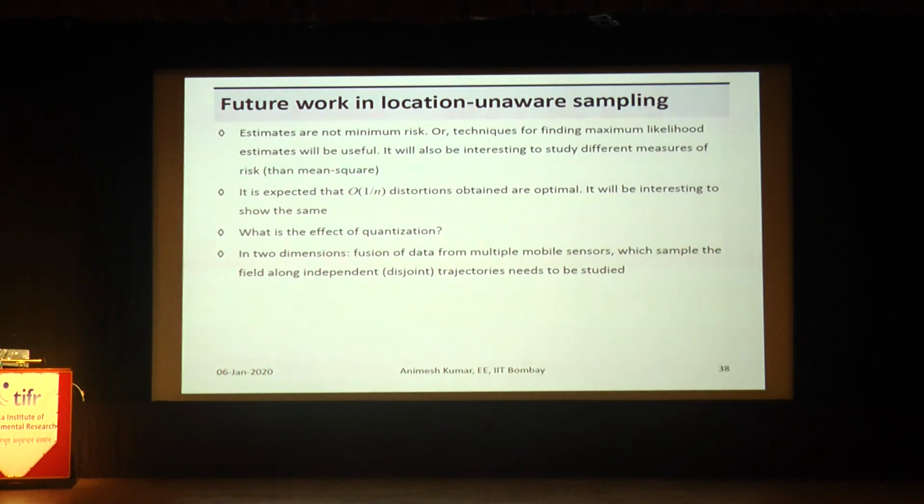So I think there's a lot of scope for future work, of which the most interesting one is looking at multiple mobile sensors moving in tandem along maybe independent or intersecting trajectories. I think that would be a quite nice problem.